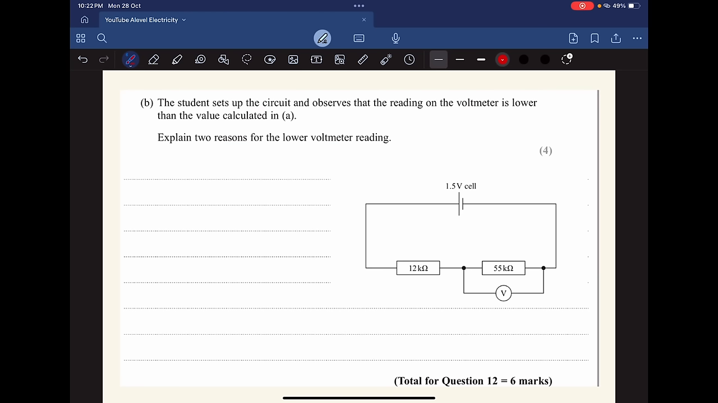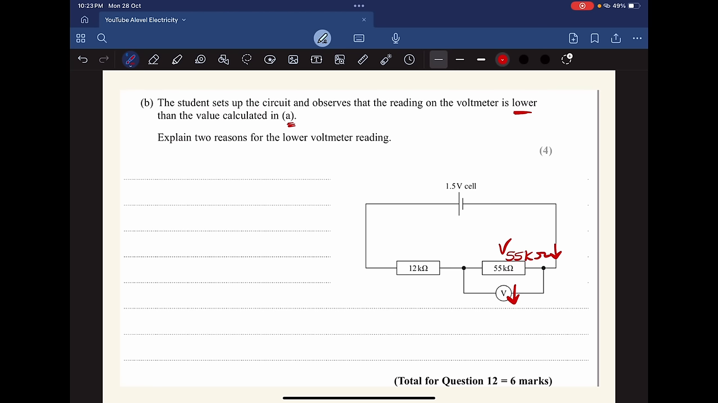The student set up the circuit and observes that the reading of the voltmeter now is lower. So there is a drop in the value of the voltage across the 55 kilo ohm, which is slightly less than the value calculated in the previous section. The examiner is asking, could you explain two reasons for the lower voltmeter reading?